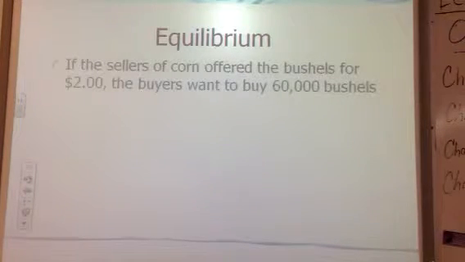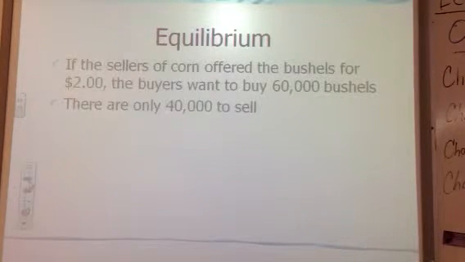So let's go in the opposite direction. Say they want to sell their bushels of corn for $2 a bushel. They still have the original 40,000, but they go into the market and say, let's sell it for $2 a bushel. But at that price, the buyers want 60,000 bushels, which you do not have. So obviously you've priced it too low.